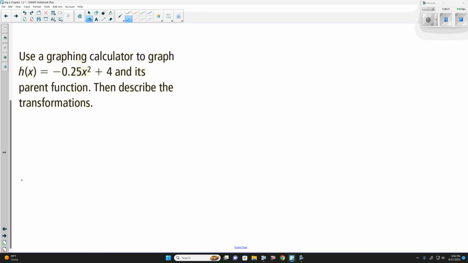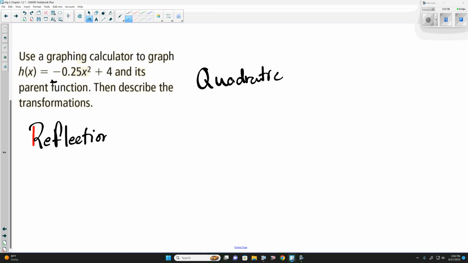This is the last one we're going to look at. So this is, I will go on and tell you, a quadratic. How many transformations do we have here? Let's start from left to right. What is the first thing we have? So it's a reflection across the x-axis. What do we have next?